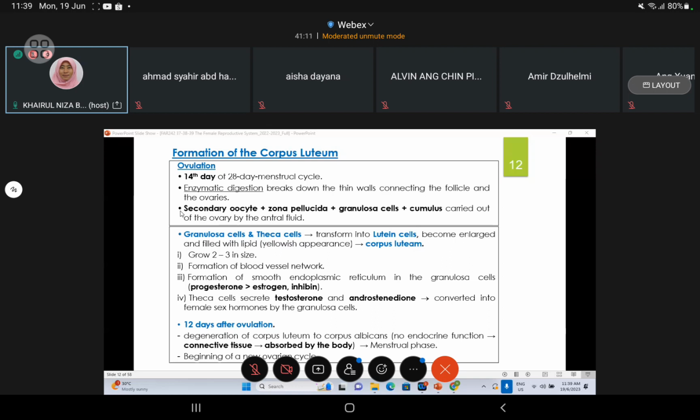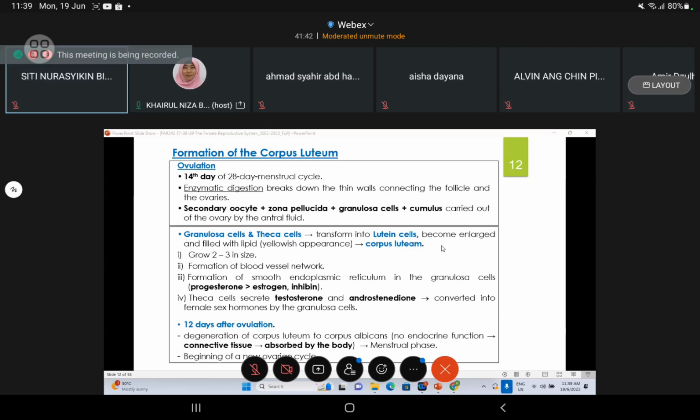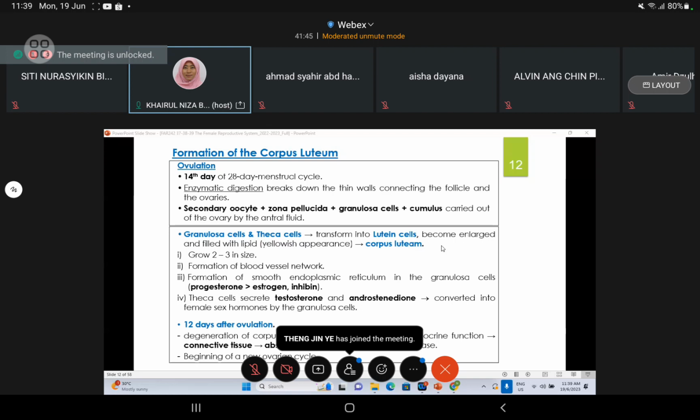So what happens to the granulosa cells that are left behind, as well as the theca cells? They are then transformed into the lutein cells. Okay. What happens next is that the egg leaves the follicular area. The granulosa cells as well as the theca cells transform into lutein cells, and they become enlarged and filled with lipid. So they now have a yellowish appearance. Okay, and they are known as the corpus luteum.